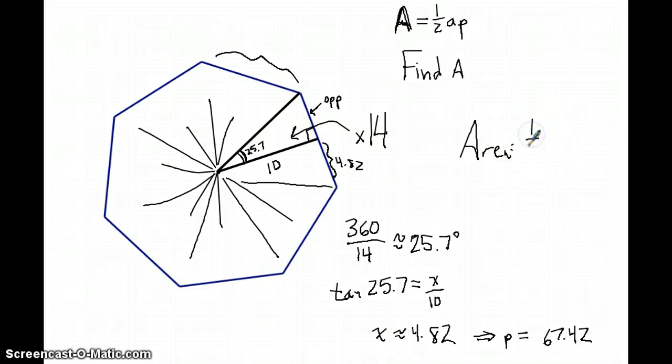equals half times apothem times perimeter, which is 337. And that's pretty amazing. I mean, all we had to start with was the apothem and the number of sides. I was able to find the area.